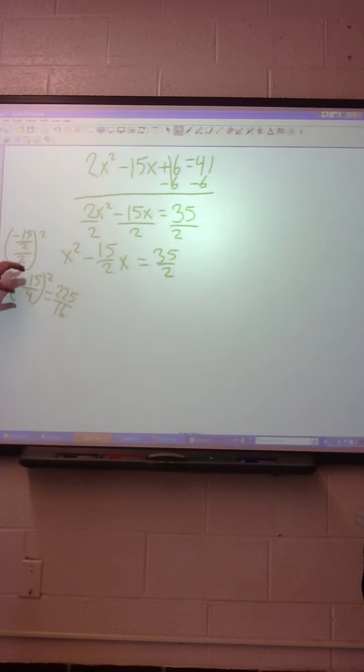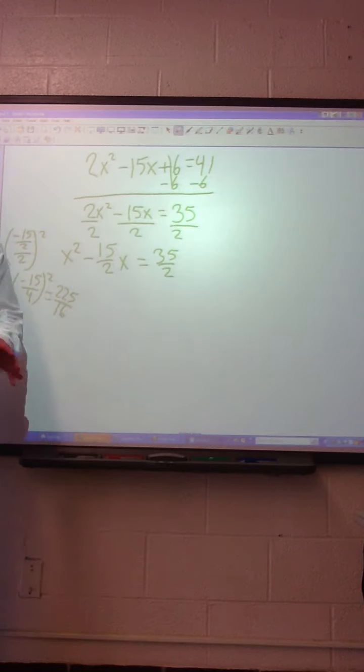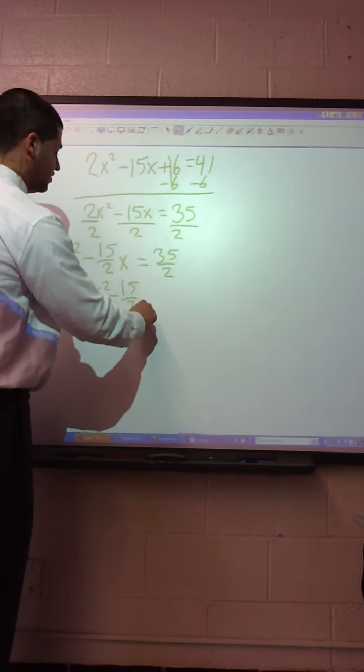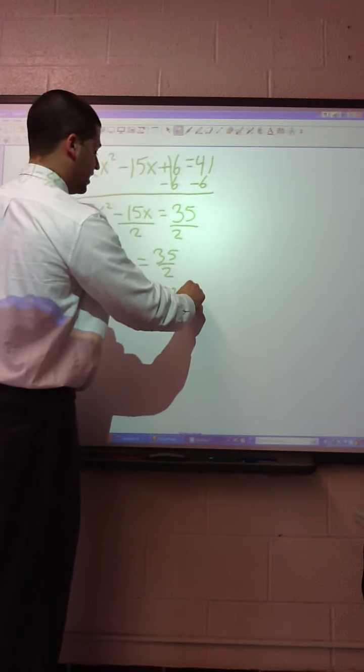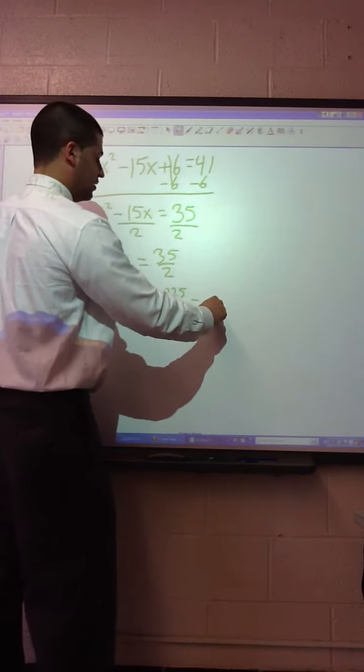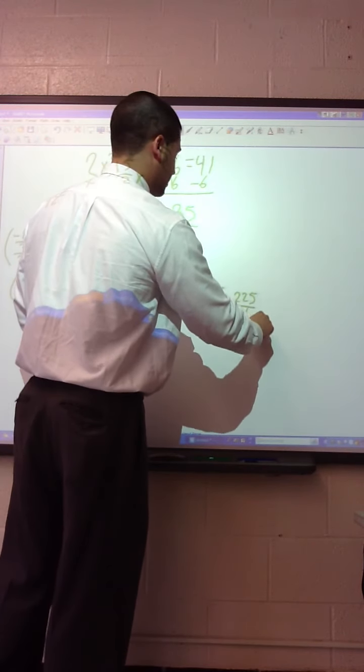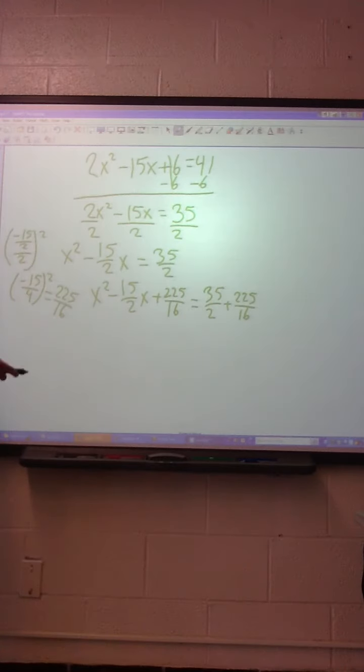And you don't want to simplify anything in here or here. Just wait until the end to simplify. It just makes things difficult when you have to deal with common denominators, when you're trying to simplify down and reduce everything. Just keep everything as big as you possibly can. So we have x squared minus 15 over 2x plus 225 over 16 equals 35 over 2 plus 225 over 16. The reason that's 16 is because we squared not only the top, but the bottom as well. So negative 15 squared is 225, 4 squared is 16.